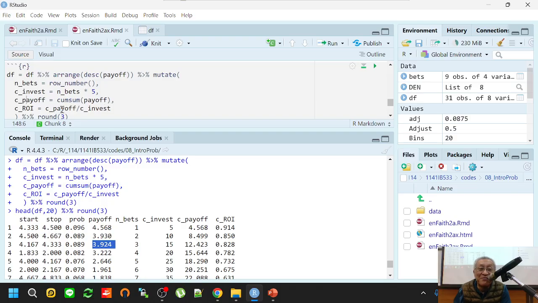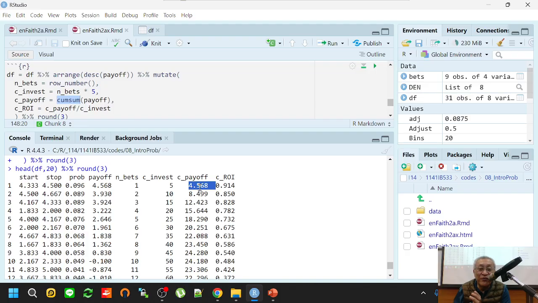This can be done by using the cumsum function. For the first row it's the same, for the second row it is the sum of the two, for the third row it is the sum of these three, and the fourth row is the sum of the four. So this is the cumulative payoff and also the cumulative investment, increasing with the number of bets. Get it? Any problem?